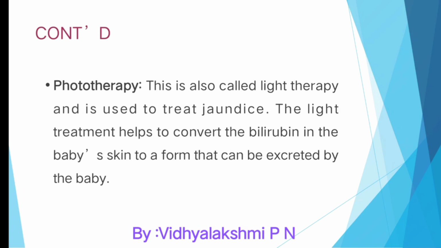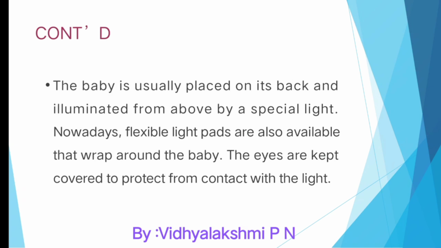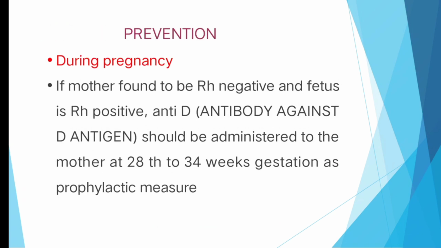We have seen in the signs and symptoms that they have hemolytic anemia and increased bilirubin level. So in order to reduce that bilirubin level in the baby's body, we are going to give phototherapy with the help of illuminated light, which is going to reduce the bilirubin level from the baby's body. So how can we prevent it?